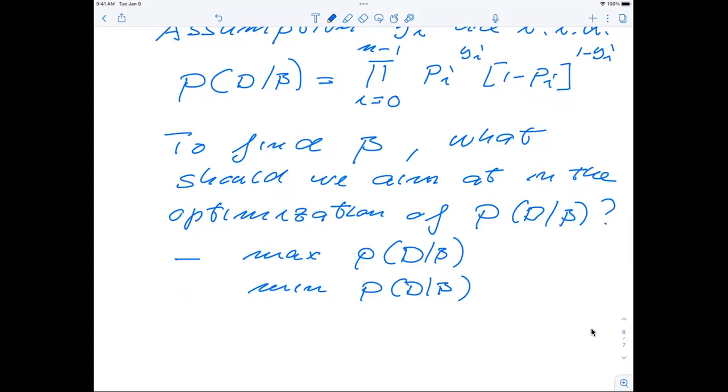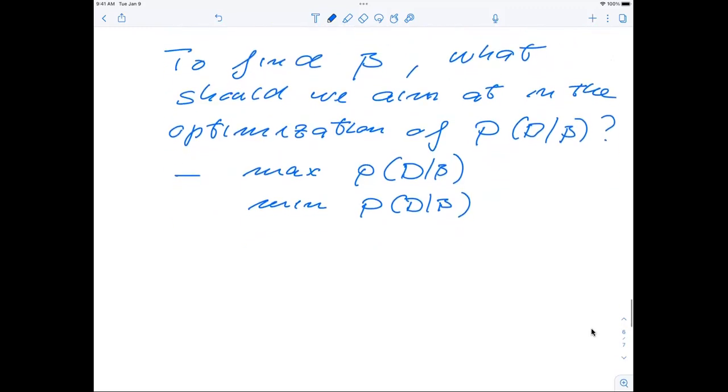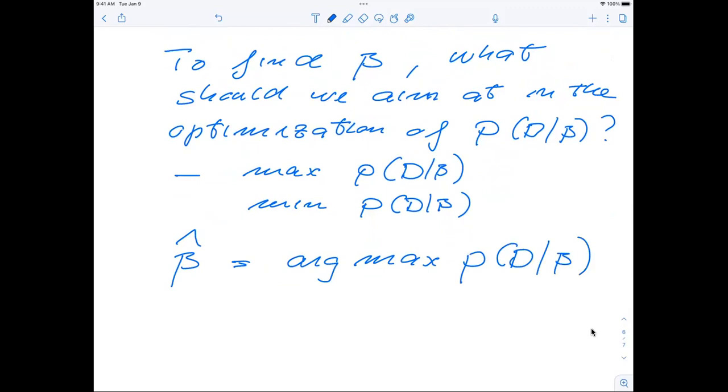So what we are looking for now is to find the optimal parameter beta, which is the maximization of this P of D given beta, over the range of parameters beta which have length P. This is what we want to do.